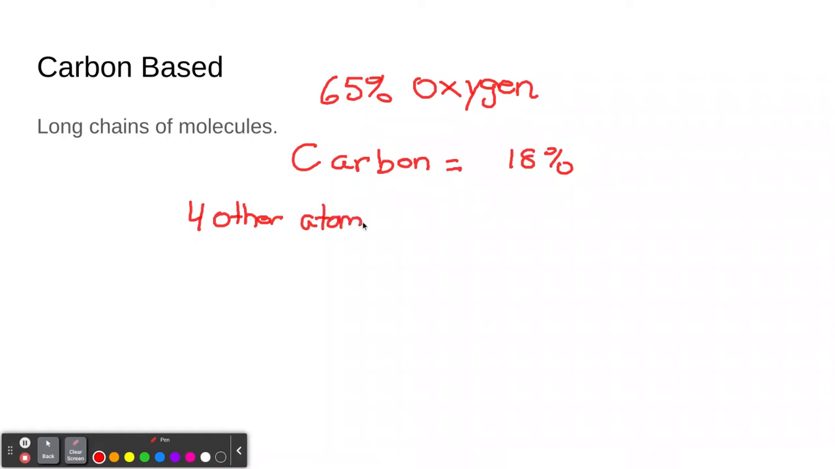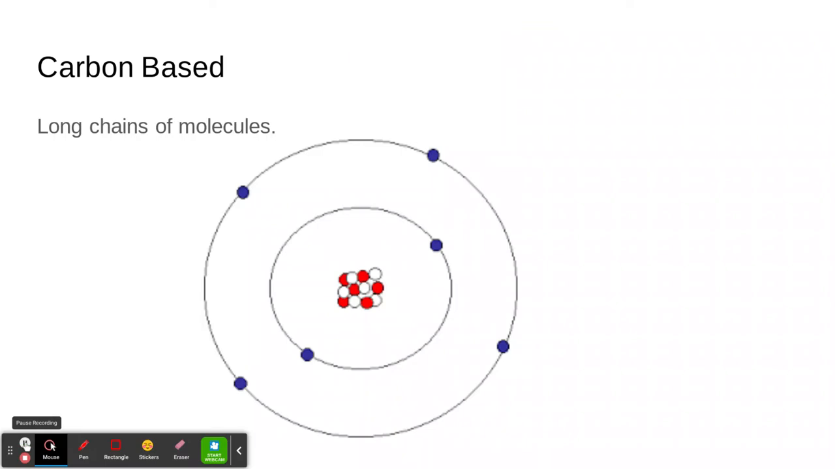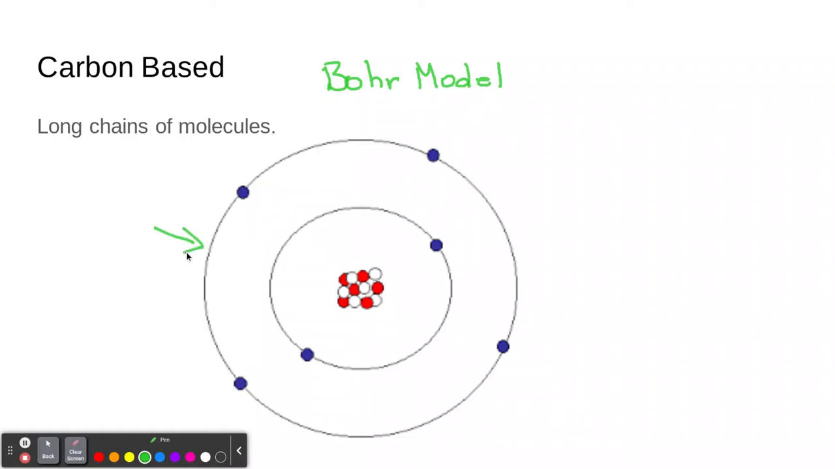So let's put up a picture of carbon. All right, so here's a Bohr model. Niels Bohr made a model of the atoms, and it's not exactly correct, but it's a great teaching model. So as you can see here, this is the second shell of carbon, or the second orbit or the second cloud.